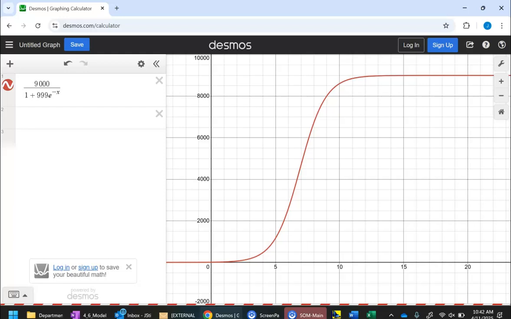And again, these have lots of applications for lots of different modeling situations. Any questions on any of the stuff with the modeling with exponential functions? Feeling pretty good about it?